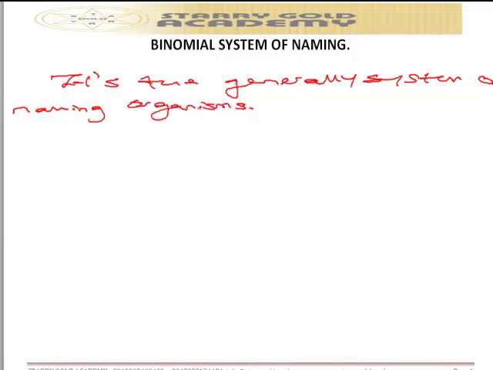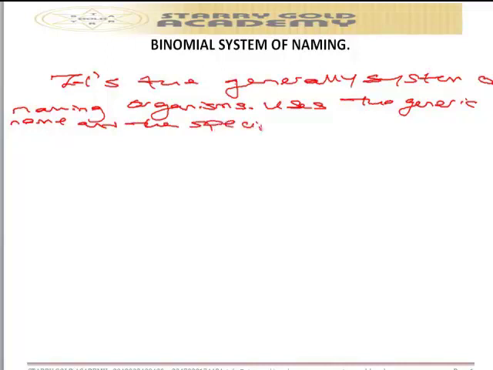So it's the most accepted system of naming organisms, and it makes use of the generic name and the specific name. That is the same as the genus name and the species name, right?